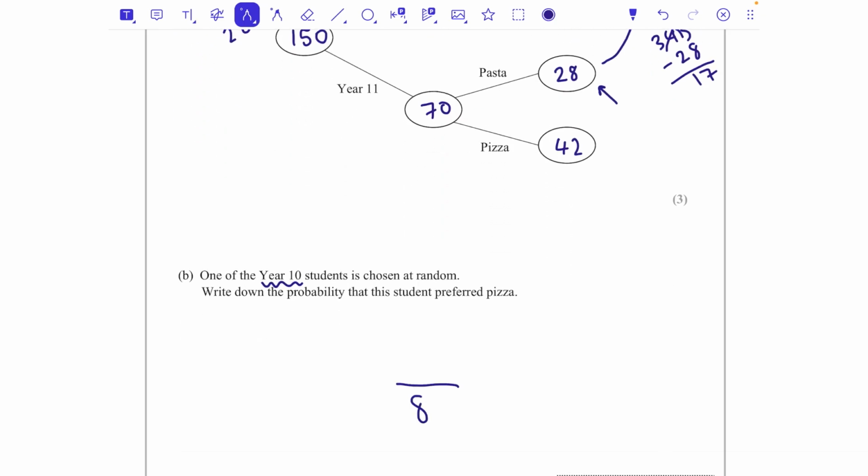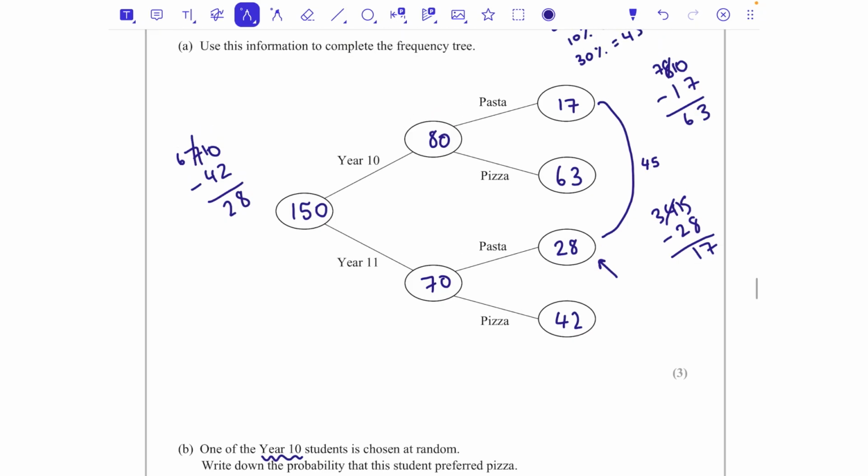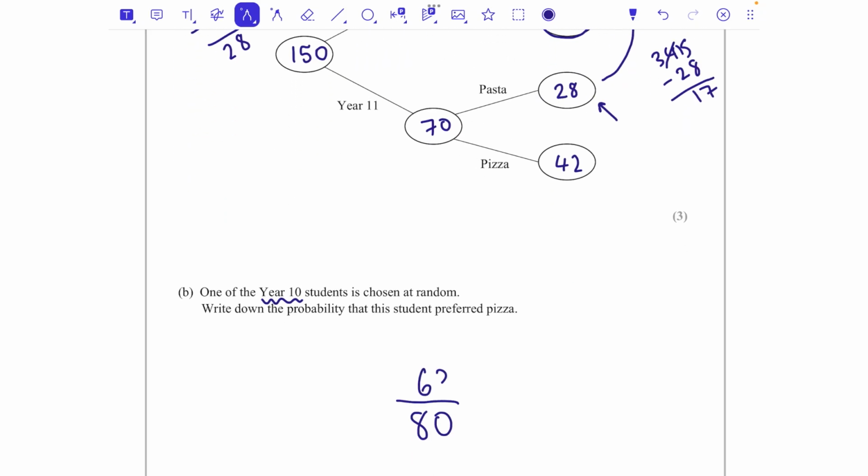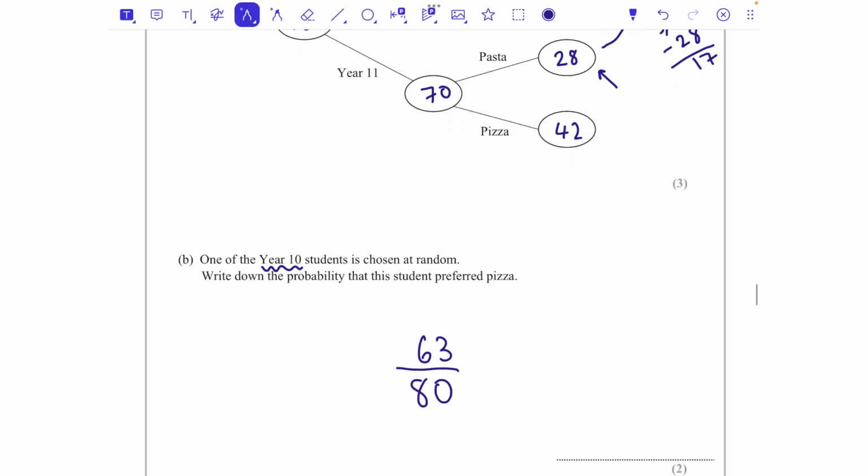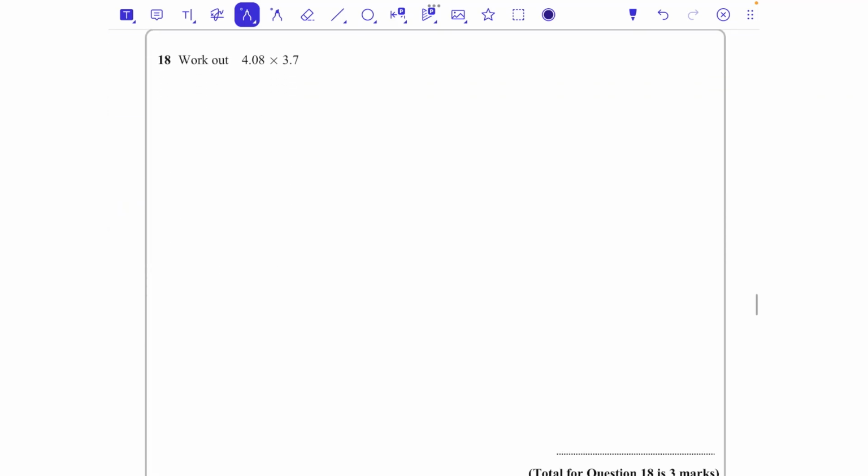So out of 80, what's the probability they preferred pizza? Well, it's those 63 students that preferred pizza. So 63 out of 80 would be my answer there. Great. Okay, question number 18.